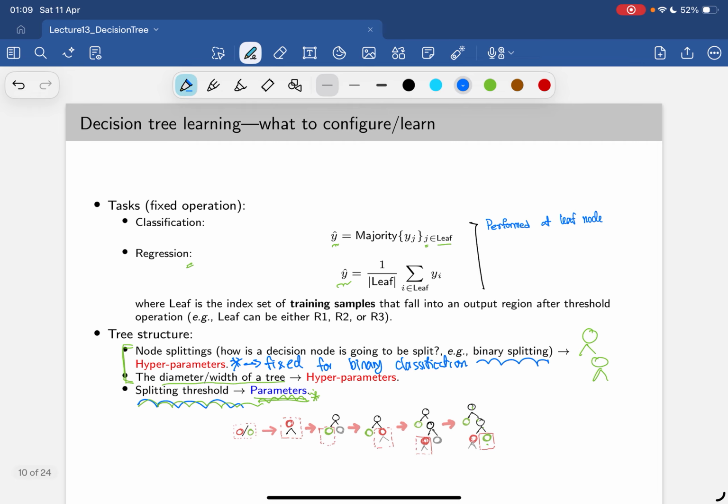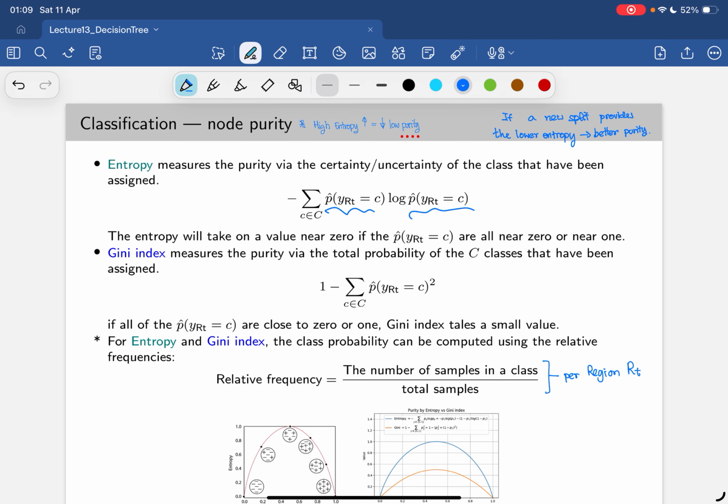But purity for classification is different from the one for regression, and for classification it is defined as follows. For classification, you can use two metrics to measure this purity. The first one is the entropy. It goes as this formulation. The Gini index is another way to measure purity. And again, be careful: the higher the entropy or Gini index, the lower the purity, and we will see why.